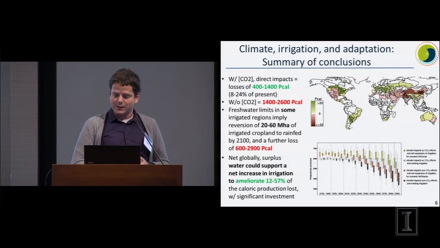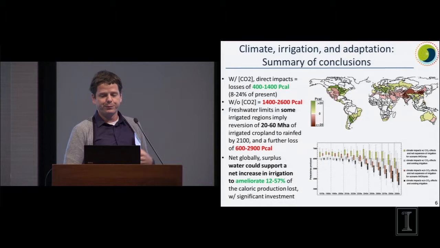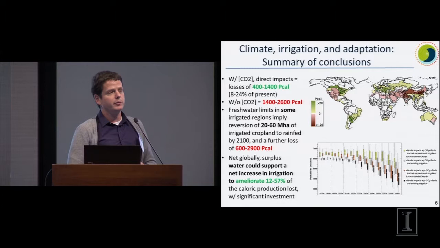The map at the top shows watersheds in red in which a lack of availability of fresh water, according to the projected demands from the crop and hydrological models, is predicted to cause a reduction in the amount of calories produced. And similarly, the green are regions in which a surplus of water availability could actually support the conversion of rain-fed agriculture to irrigated agriculture, and thus an increase in the total agricultural productivity in those watersheds.